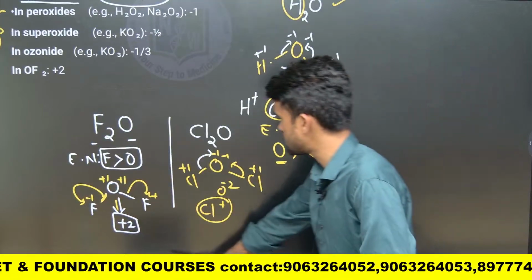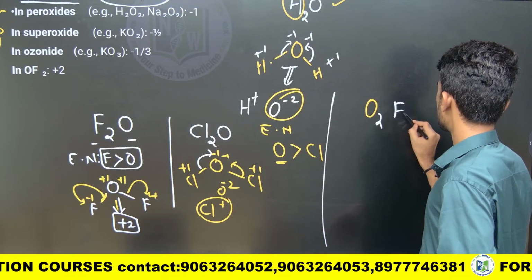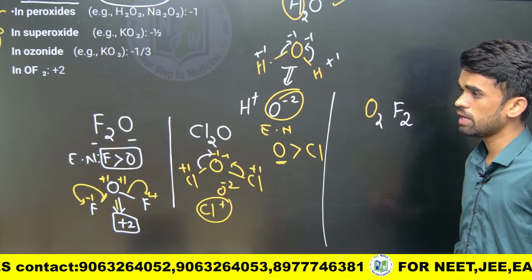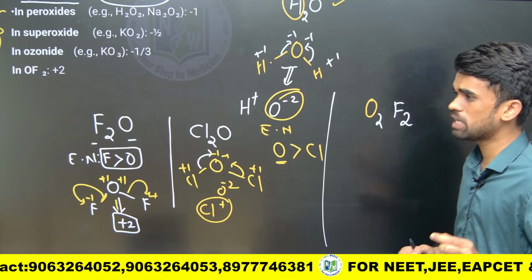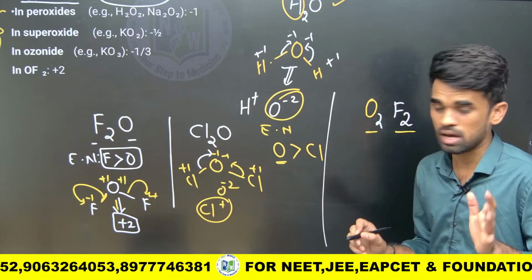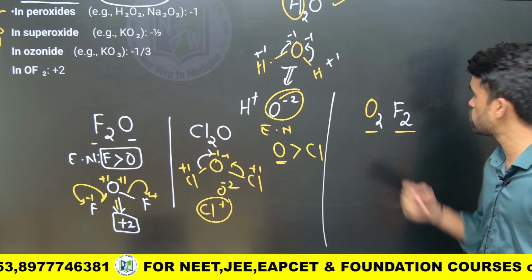Now tell me, for this case, O2F2. So what about this? How can we find it? Okay. In this case, I will be giving you the formula type of explanation. See, we know out of these two which is more electronegative: fluorine.